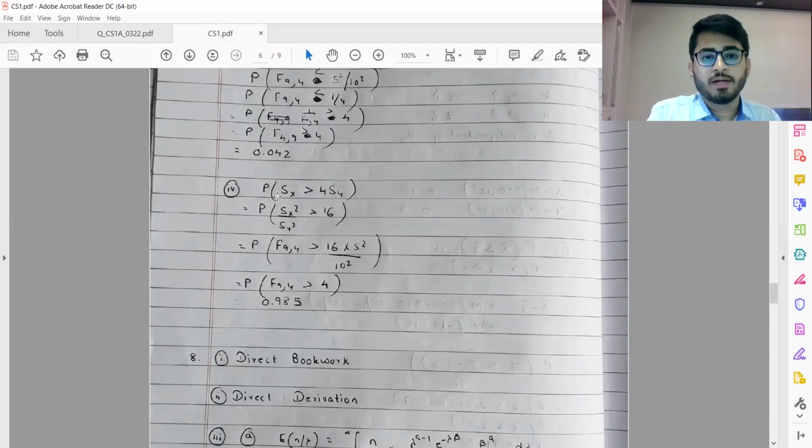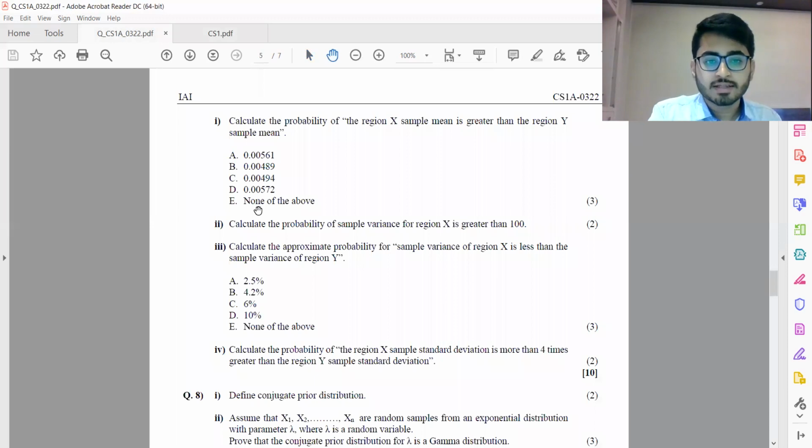Part 4, its probability Sx is greater than 4 S4, so on. And the answer which I'm getting is 0.985. Moving forward to the next question.